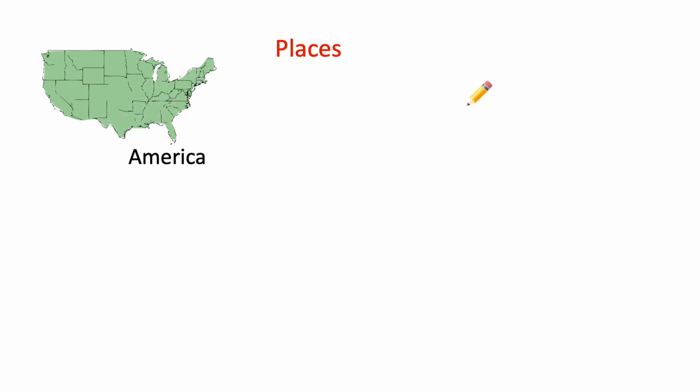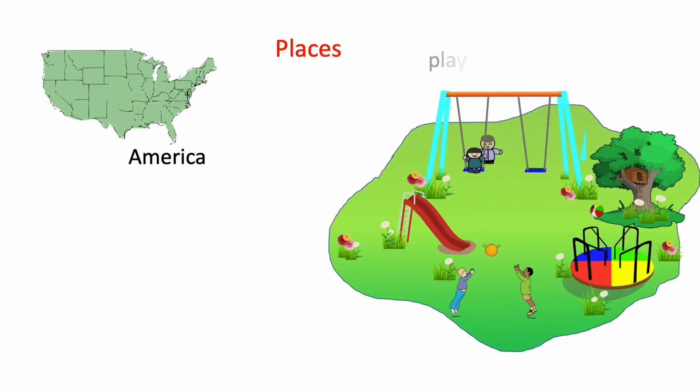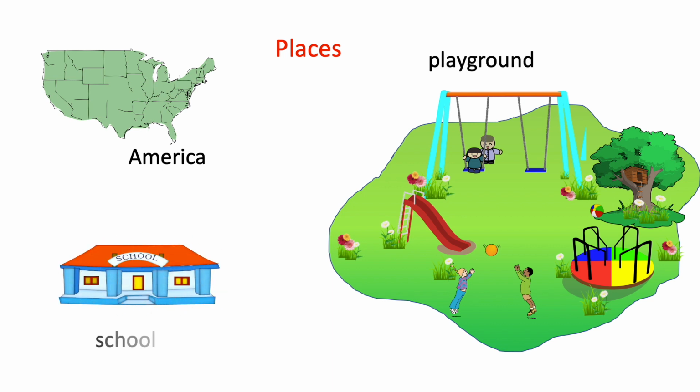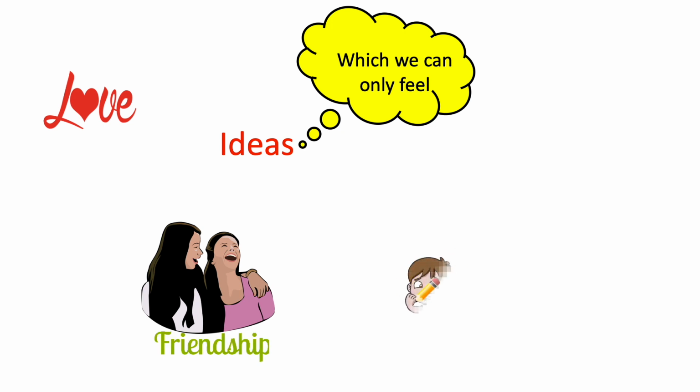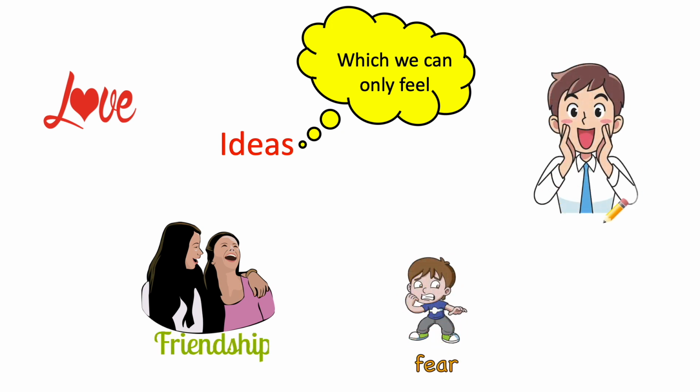America, a playground, school are places and they are also nouns. And things inside the playground are also nouns. Idea is also another type of noun, which we can only feel, like love, friendship, fear, happiness.